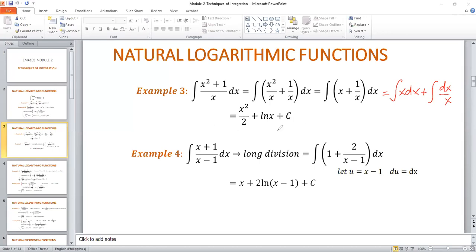This is your answer. Now, number 4 has both the numerator and the denominator having the same degree. So if the degree of the numerator and the denominator is equal, you have to resort to long division. How do you go about doing long division? So you just divide x plus 1 by x minus 1.